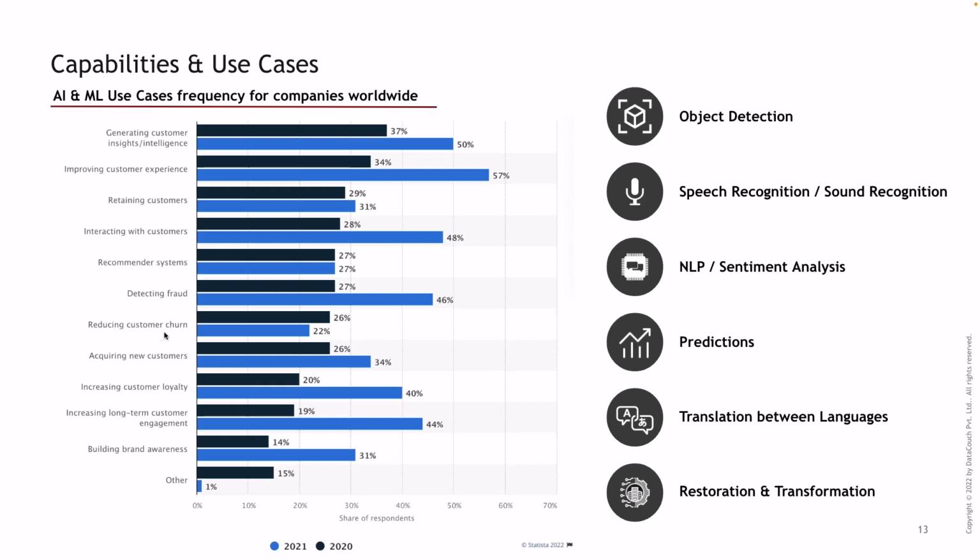Another one is reducing customer churn. The telecom industry deals with this problem a lot. And how do we ensure that customers are not churning? By looking at various parameters that we have from the customer.